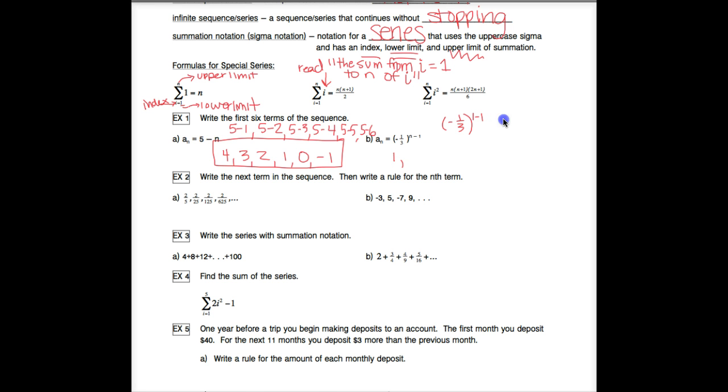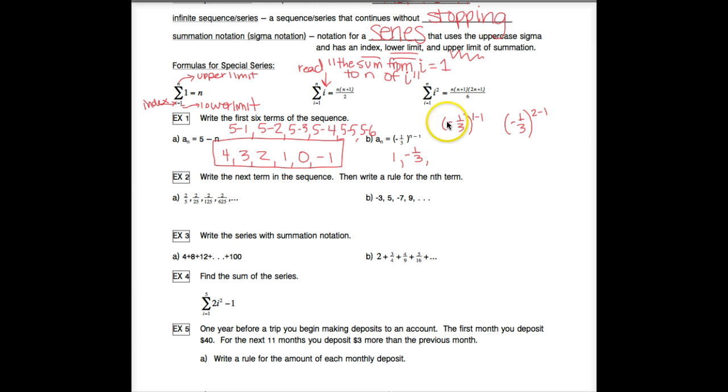And then I might not know what's next, so maybe I have to do it again. Negative 1/3 to the 2 minus 1. 2 minus 1 is 1. Negative 1/3 to the first power is negative 1/3. If you know what's going to come next, then go ahead and list them. If you don't, then write out the work.